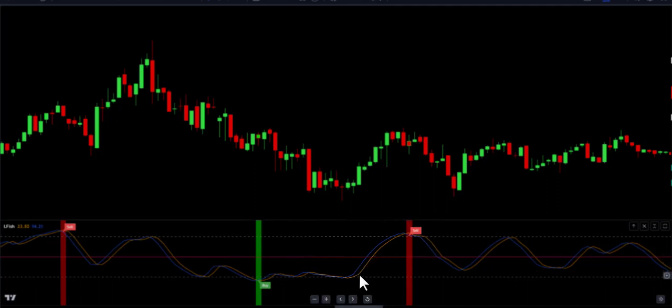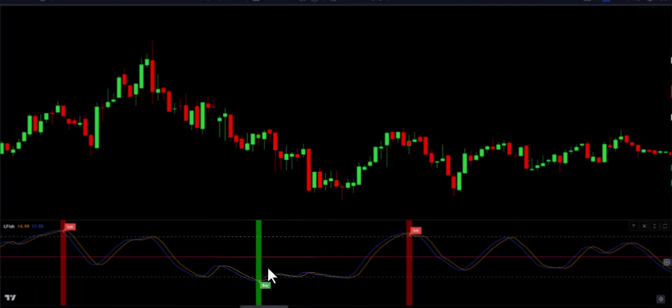How this indicator works is that when the plots are above the 50 level, this indicates an uptrend, and if they reach the 80 level and the blue plot crosses below the orange plot, they will print a sell label, indicating that price has been overbought. And when the plots are below the 50 level, this indicates a downtrend, and if they reach the 20 level and the blue plot crosses above the orange plot, they will print a buy label, indicating that price has been oversold.